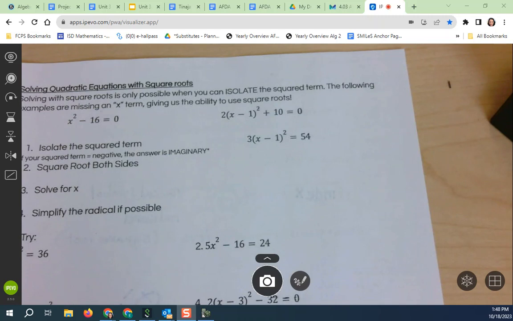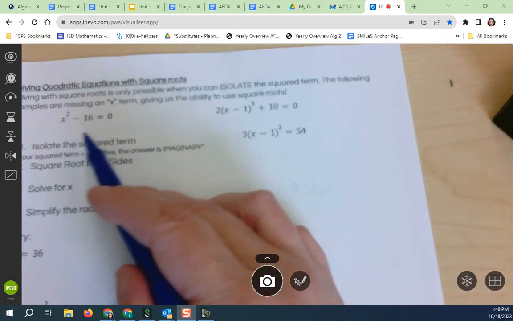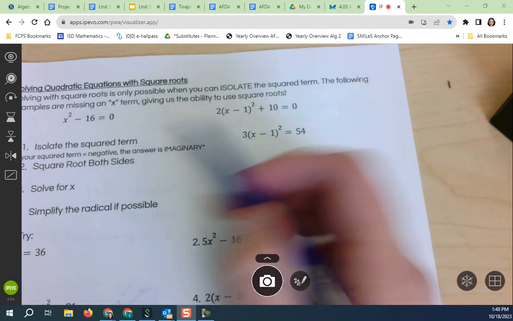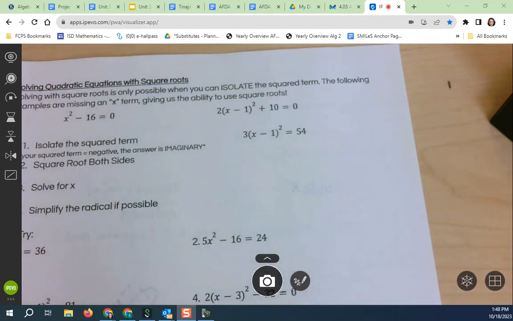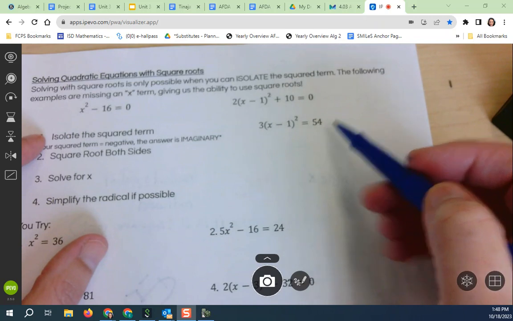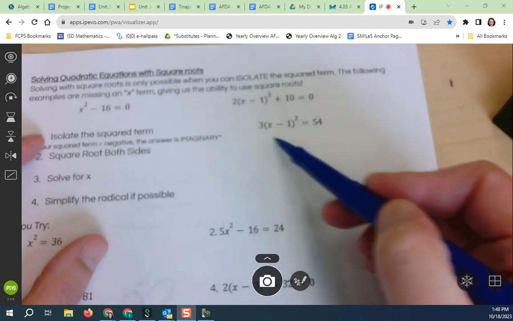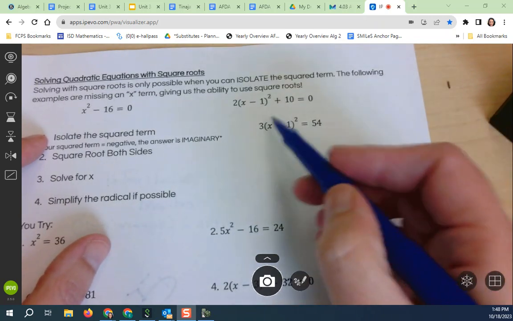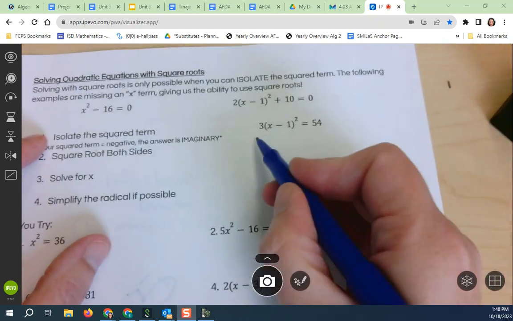It's like this last class. These are just examples of problems that you would solve with square roots, so we're not actually solving these. I don't know why they're there, but we are going to solve this one. So we have to isolate the squared term. Do you see how the squared term is all of this, right? So to isolate it, we're going to get rid of the 3.